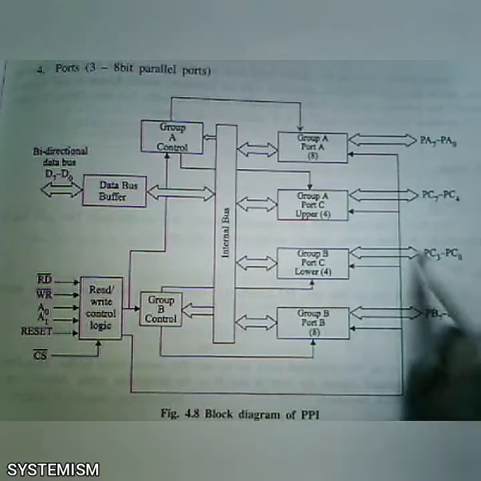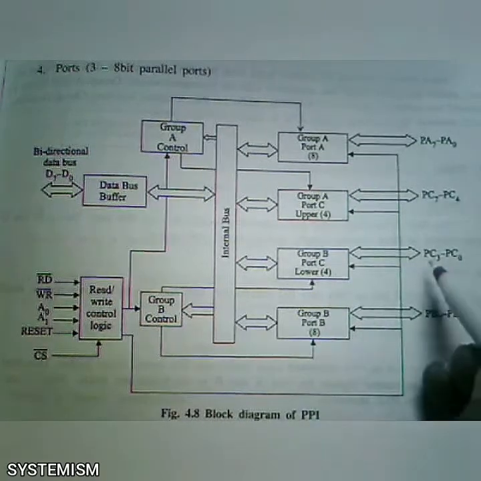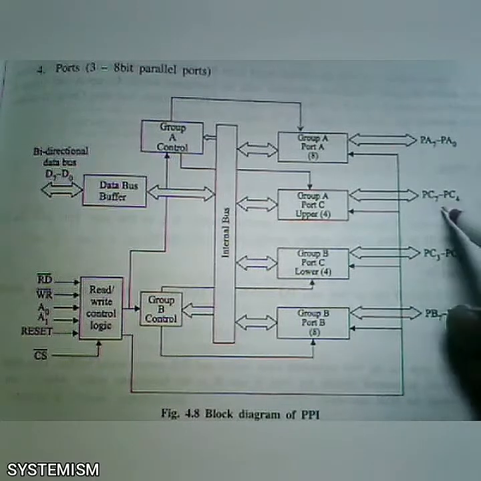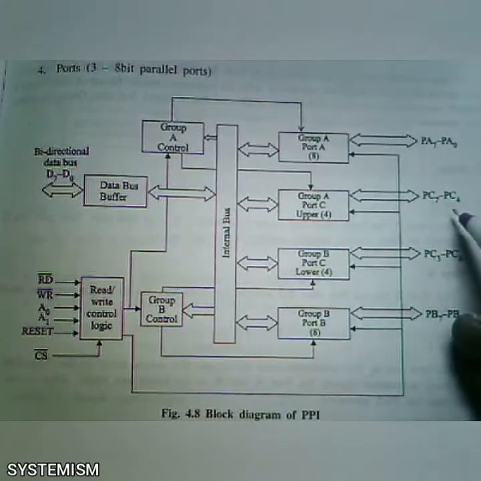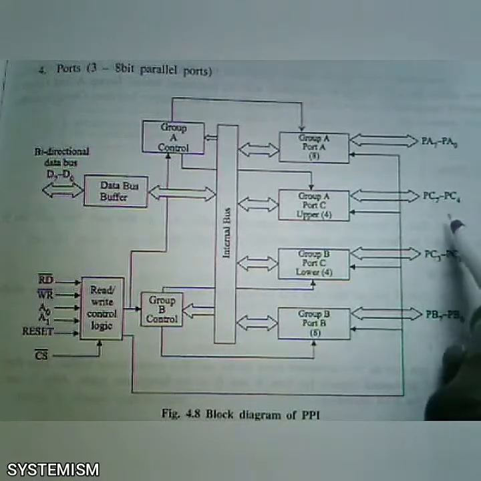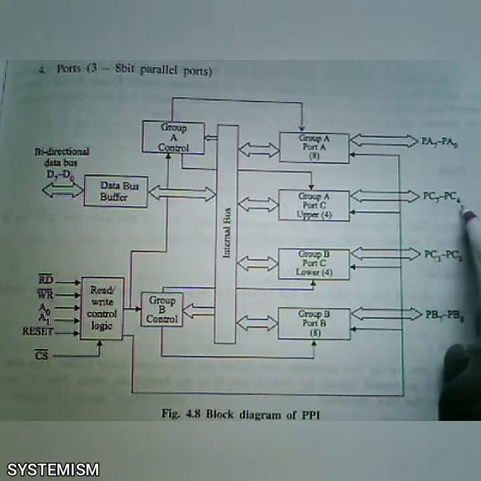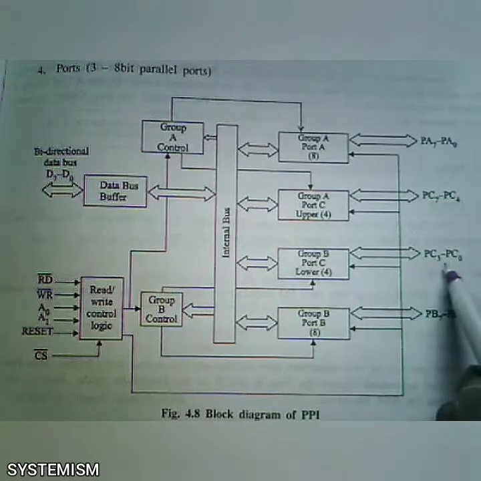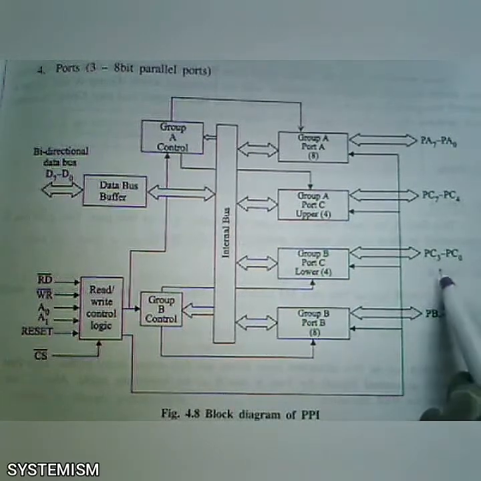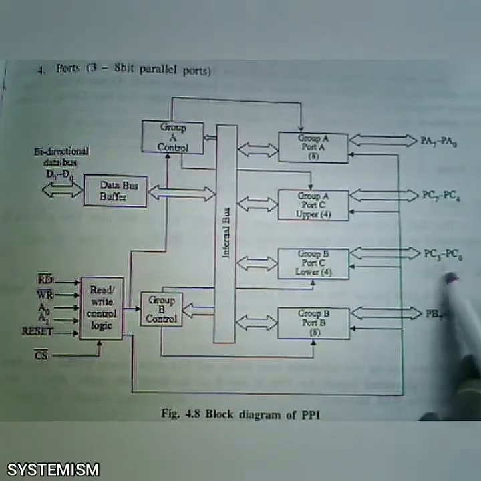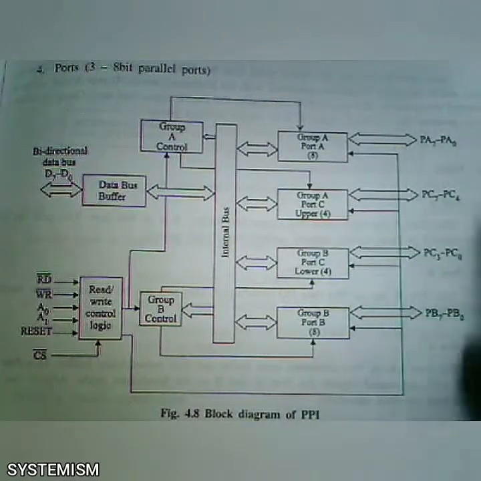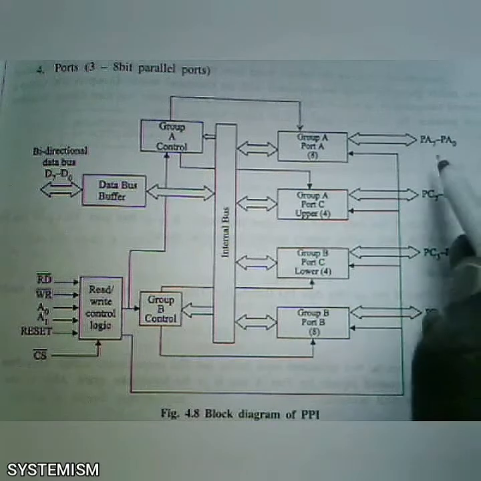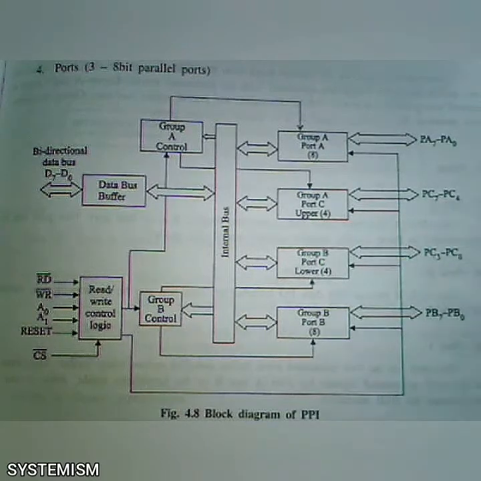There is also a port C, but your port C is divided into port C upper and port C lower. Port C upper is between the pins PC4 to PC7. Port C lower is PC0 to PC3. So these are the different ports in your 8255. You can connect these ports to your IO devices.